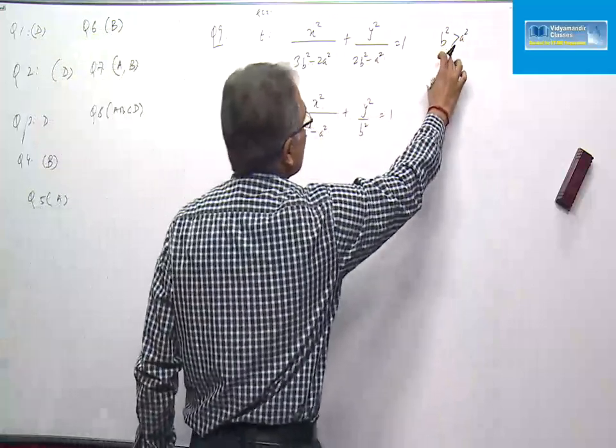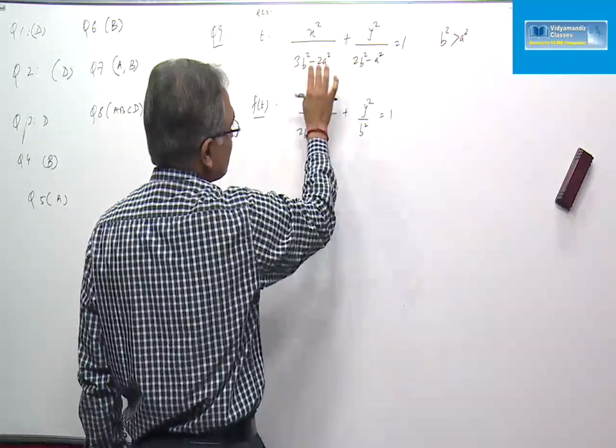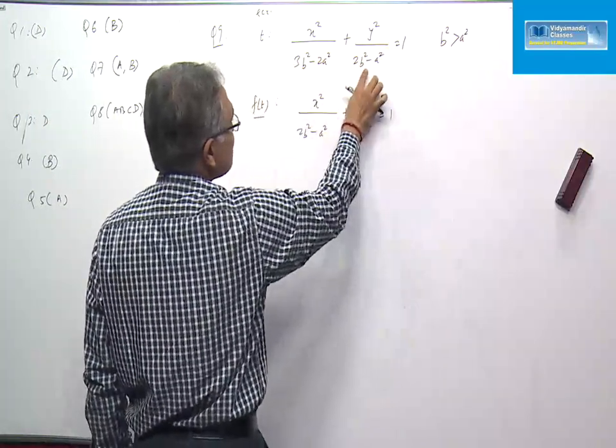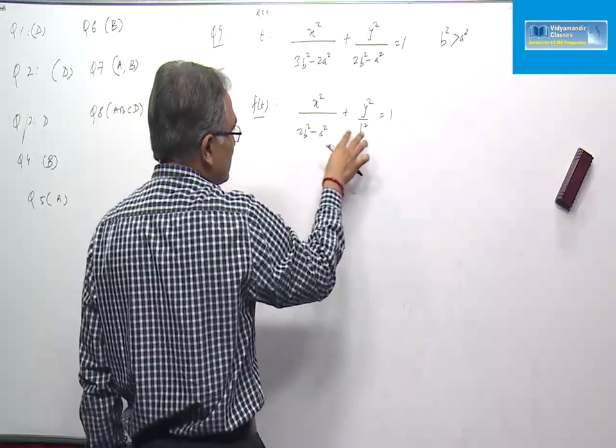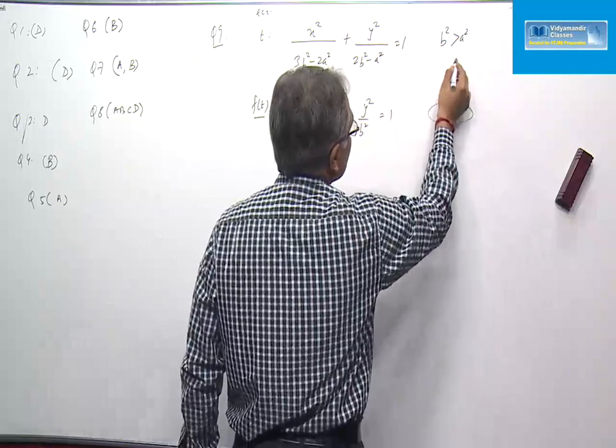If b square is more than a square, clearly this value must be more than this value, as rearranging will give you only b square minus a square. This minus this is nothing but b square minus a square. Similarly, this minus this is again b square minus a square. Hence, both are horizontal ellipses.